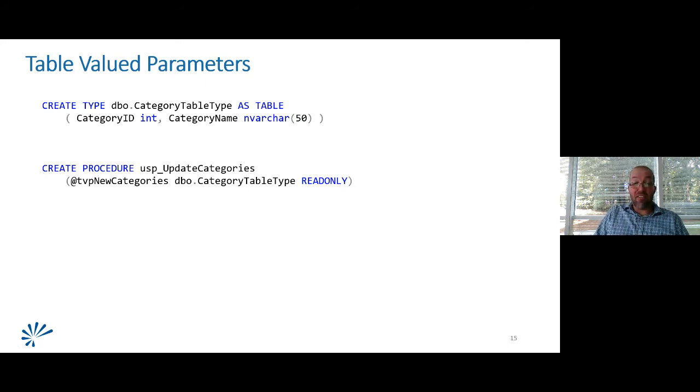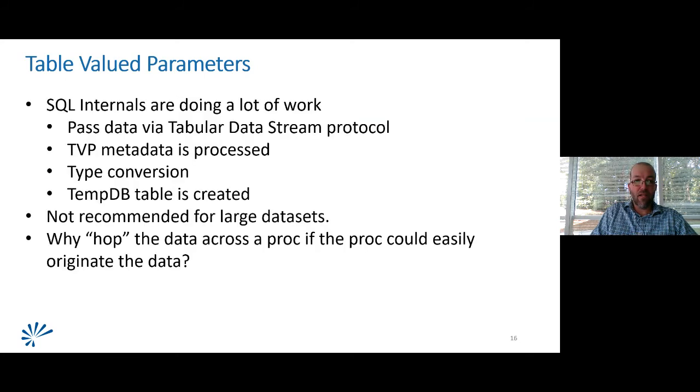Now, sometimes that's not an option. Sometimes we're talking about two different systems, isolated over the web or something like that. And sometimes you have to send over an entire data set. That's fine. That's not what I'm talking about. But heavily overloading table valued parameters, you'll notice that if you just use integers, minimal footprints, and originate that data within the proc, you'll notice some more efficiency there. So this is things we just said. Why hop the data across the proc if it could easily originate within the proc?